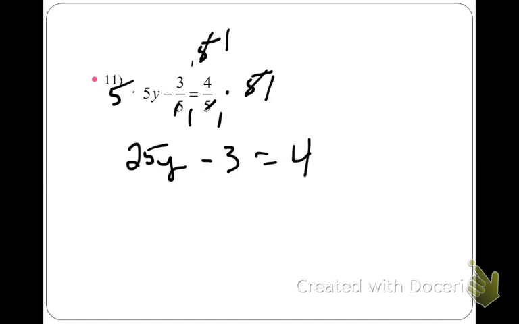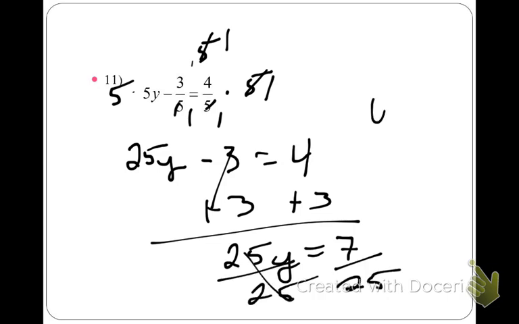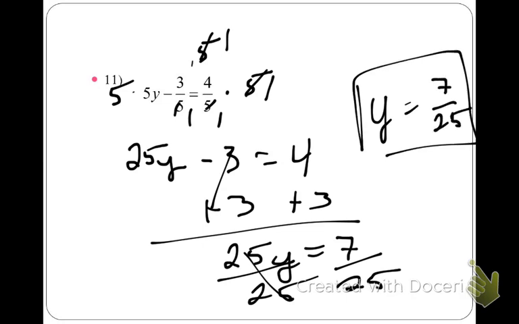Okay? That is... Okay. I thought that was a negative sign. Hold on. Let's go through and do this two-stepper here. We're going to add 3, add 3, and then divide by 25, divide by 25. Okay? And there we go.